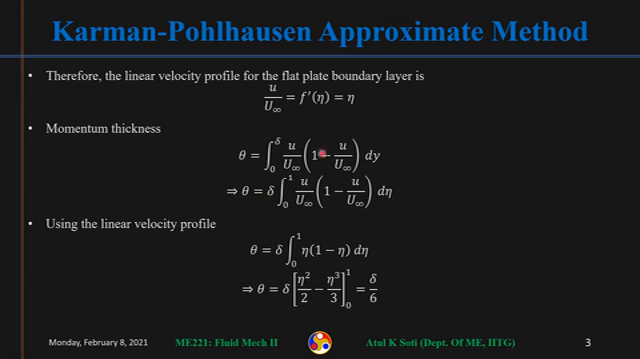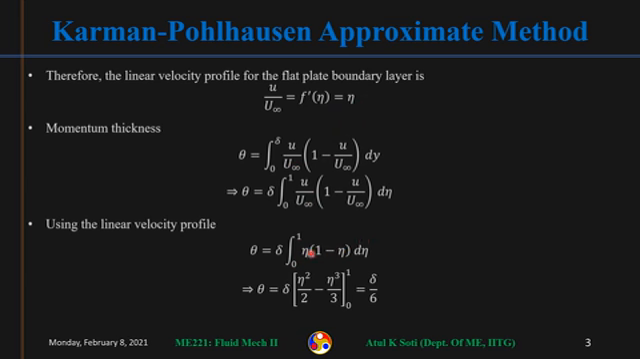Okay, and then at y equal to 0, eta is 0, and at y equal to delta, eta is 1. So momentum thickness will be the integral of (u/u∞)(1 − u/u∞) from 0 to 1, where u/u∞ is now a function of eta, and this is known. So we can just put u/u∞ using the linear velocity profile. So theta is equal to the integral of eta times (1 − eta) from 0 to 1.